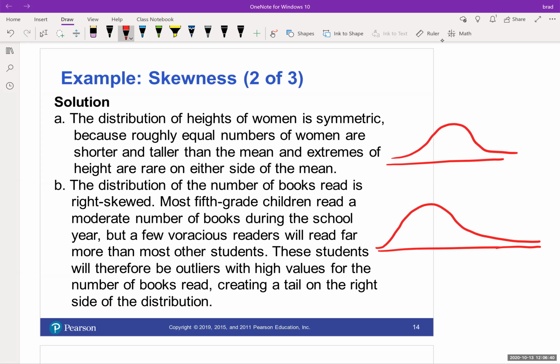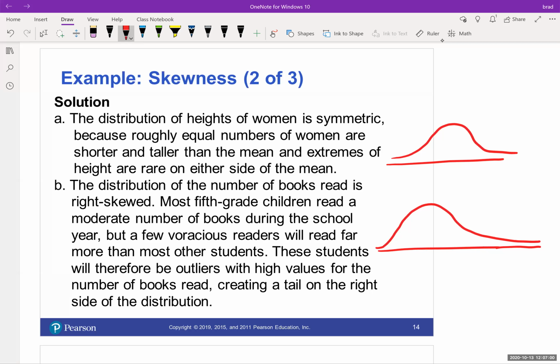Because they're saying that there won't be as many distributions of kids that read a whole bunch of books, okay? So most fifth grade children read a moderate number of books during the school year, but a few voracious readers will read far more than most students. These students will therefore be outliers with high values for the number of books read, creating a tail on the right side of the distribution.